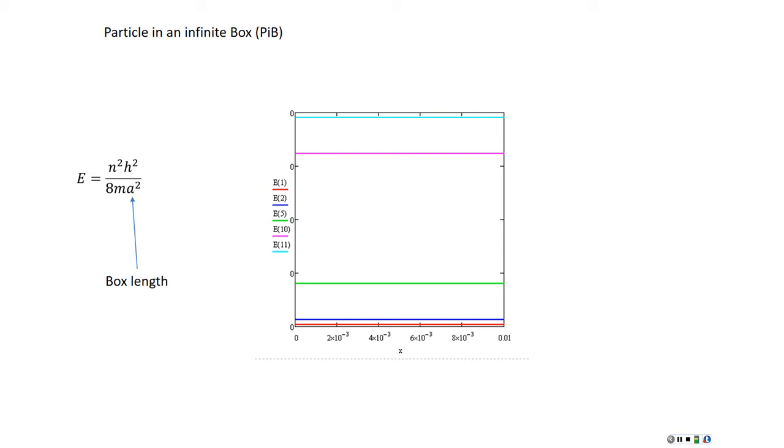You can see I have graphed a couple of energy levels as you go up: 1, 2, 5, 10, and 11, starting at the bottom and going up. Because we have the n squared in the numerator, as n goes up, the spacing between adjacent levels increases. So the difference between 1 and 2, for example, is much smaller than the difference between 10 and 11 at the top.